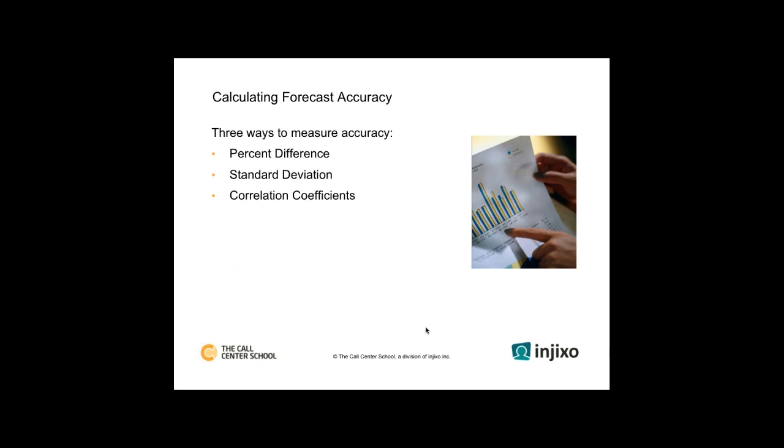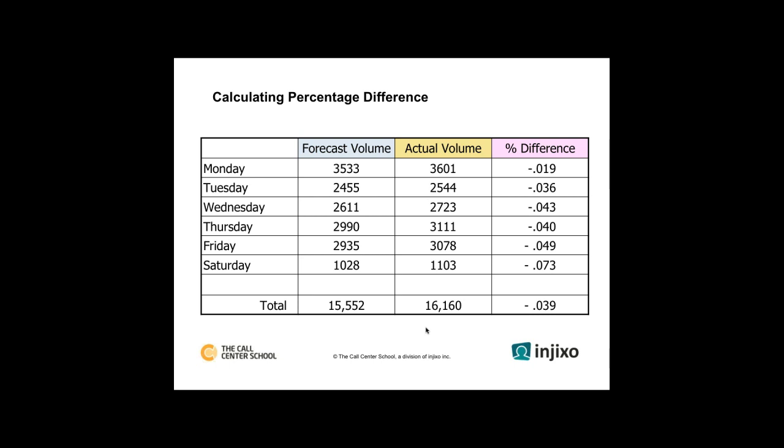There are three basic ways to calculate forecast accuracy, and the most common approach is just a real simple mathematical approach to look at here's what I forecast, here's what we really had, and what's the difference in those, what's the percentage difference. So that's the most common approach. But then there are two others that I want to mention, because this percent difference can get us into some trouble. So let's take a look at this.